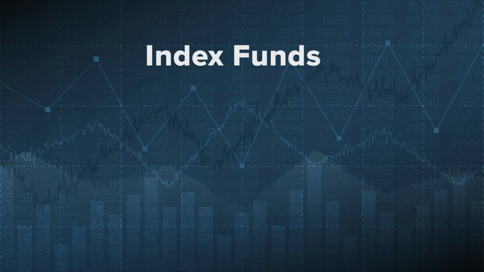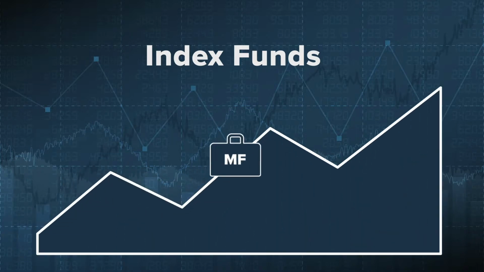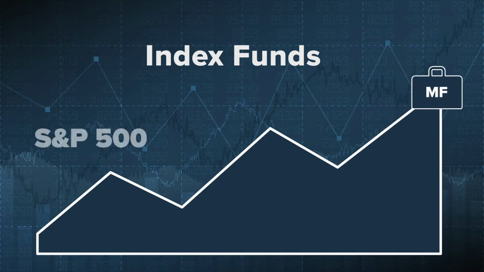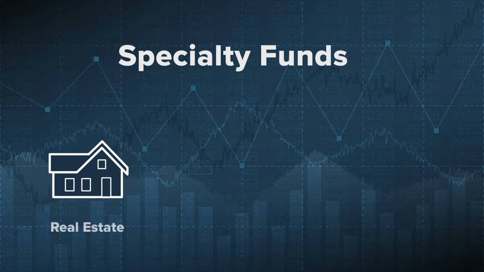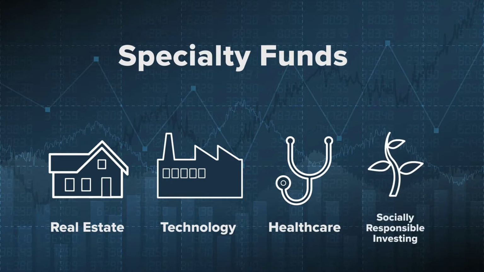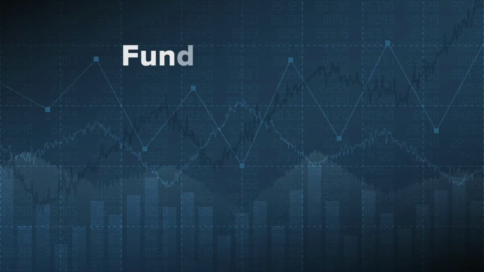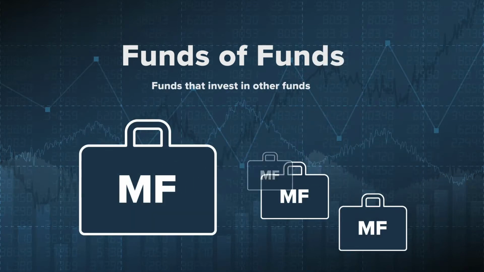Index funds aim to track the performance of a specific index, such as the S&P 500. And specialty funds can focus on sectors, such as real estate or technology or healthcare, or they can have a specific mission, such as socially responsible investing. Funds of funds, like the name implies, are mutual funds that invest in other funds.